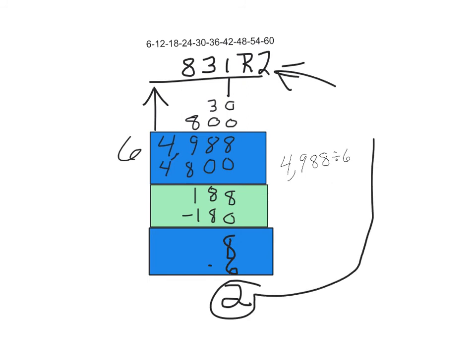And that is how it works. Now, 4,988 divided by 6 equals 831 with a remainder of 2 left over. Hey, that's how you solve the problem.